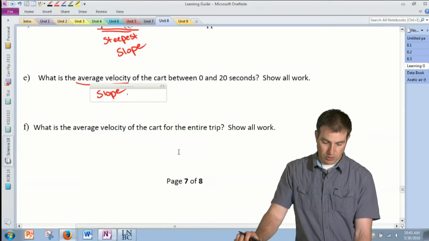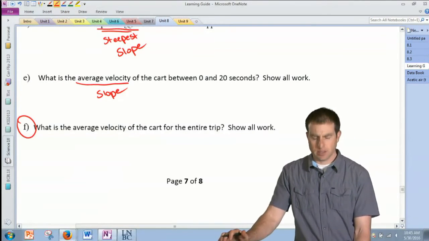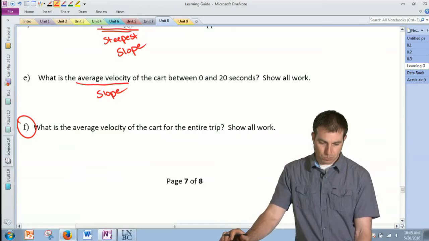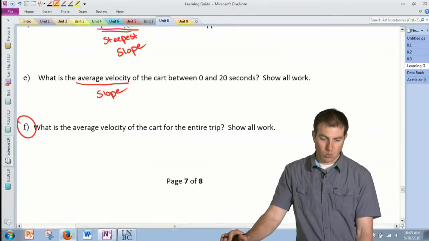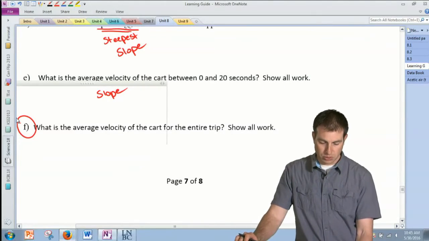What is the average velocity of the cart of the entire trip? Have a go at F and see how you end up. I will go through that with you next day. I have a feeling a few of you will have questions on that one. So do your best there for F.